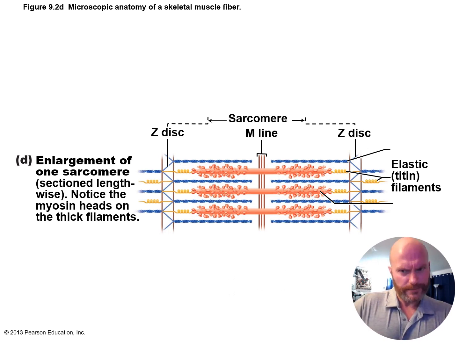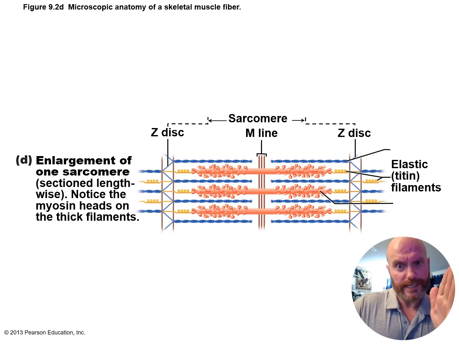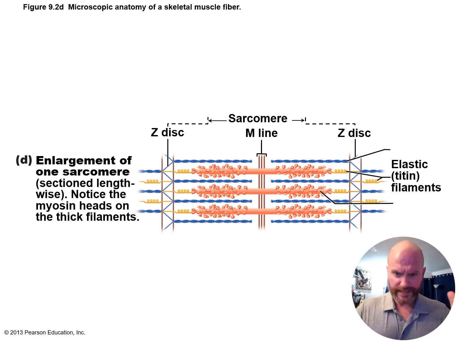Next, we have the sarcomere, and the sarcomere can be defined as the region that runs between two successive Z-discs. So from Z-disc to Z-disc, everything in between is represented by the sarcomere. And remember, the sarcomere is the contractile unit of skeletal muscle.